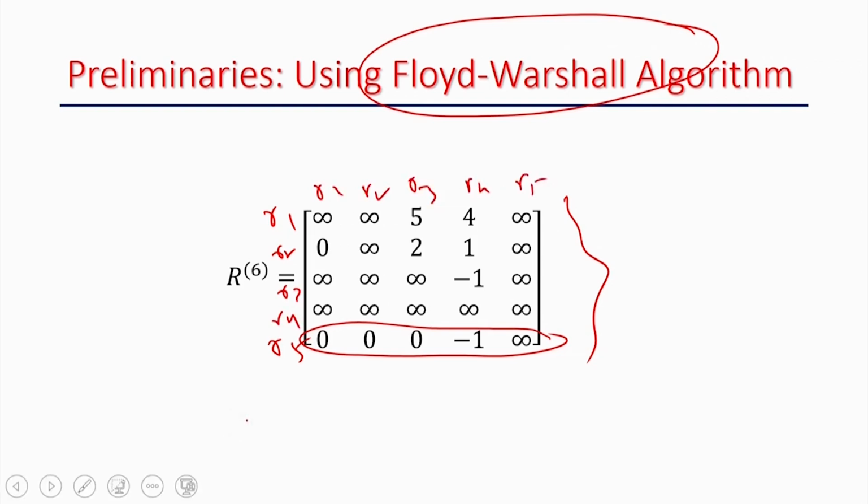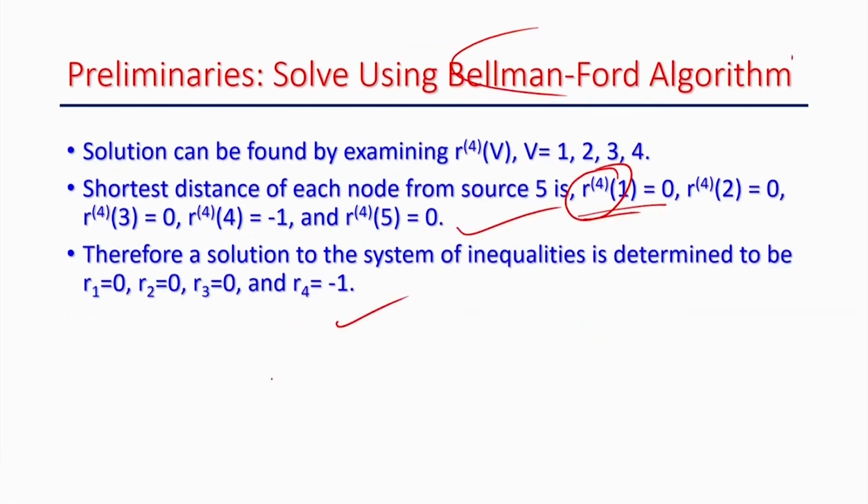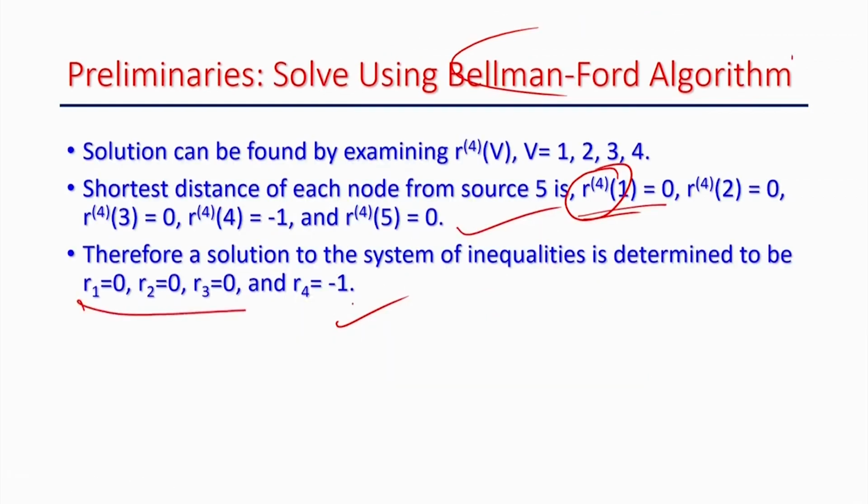So, R 5 is my source node, right. From that node, the last row will give you the solution. R 5 to R 1, this is the shortest path length. From R 5 to R 2, this is the shortest path length. From R 5 to R 3, this is the shortest path length, and from R 5 to R 4, this is the shortest path length, and R 5 I do not care. So, this is the solution which we also saw in the last algorithm.